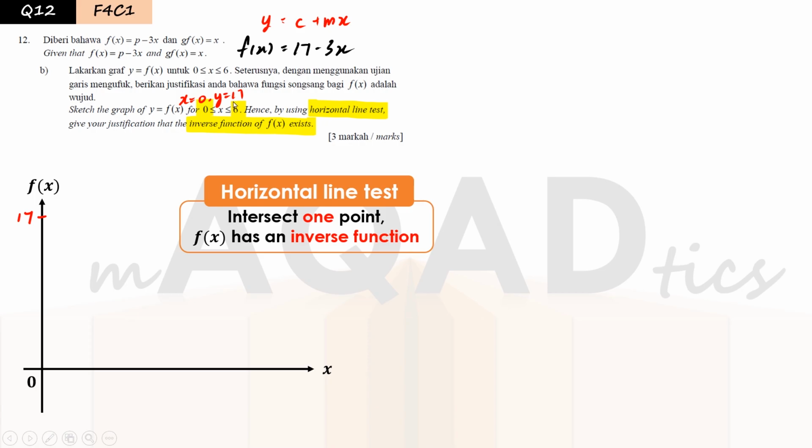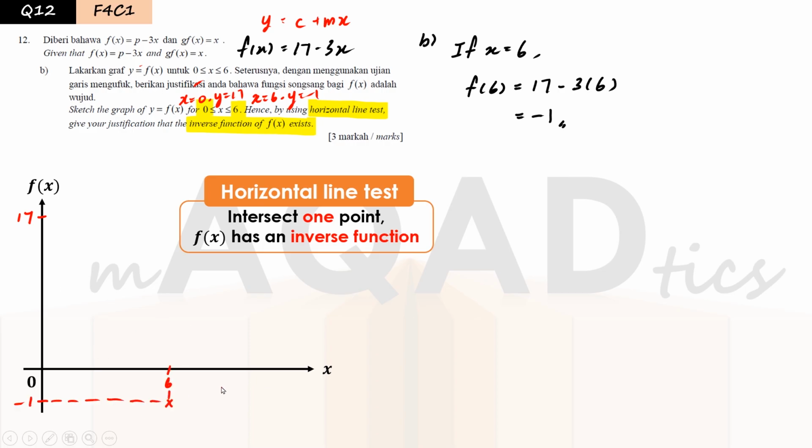Then for the second point, we need to find the coordinate where x equals 6. Alright, so let me plug this value of 6 into this function to find the y coordinate, which is -1. So we have another coordinate here, x equals 6, y equals -1. So in this graph, the point will be here. Now I have the 2 points already, and I just join them to form the graph of f of x.